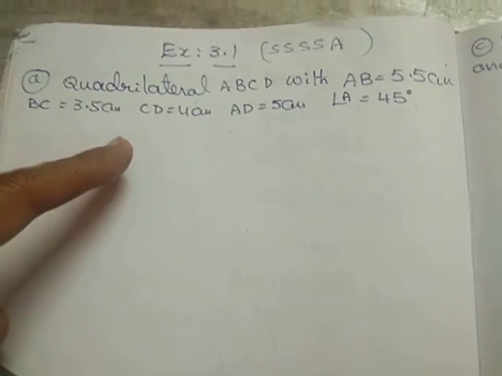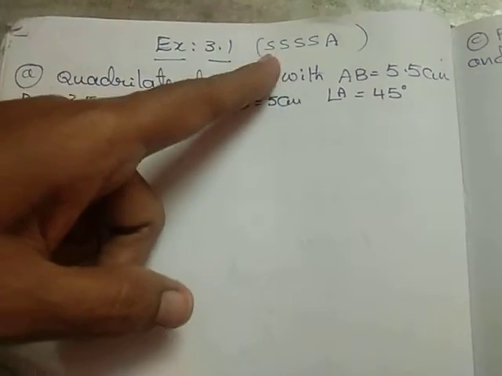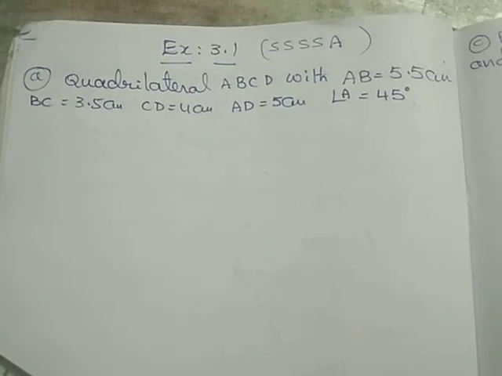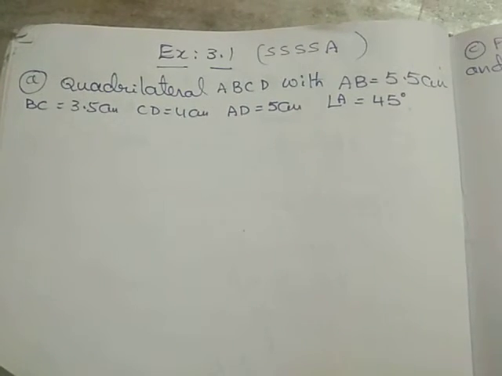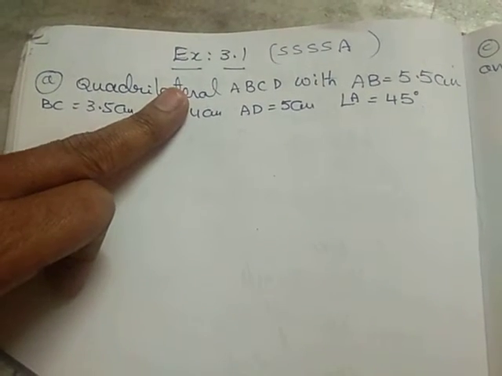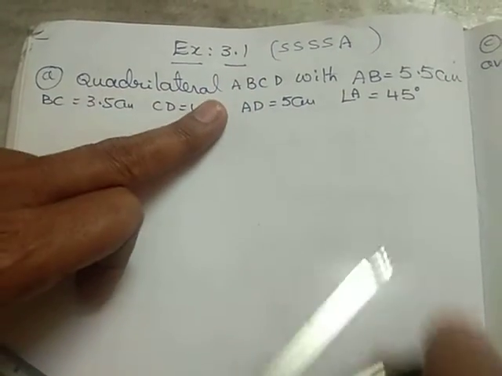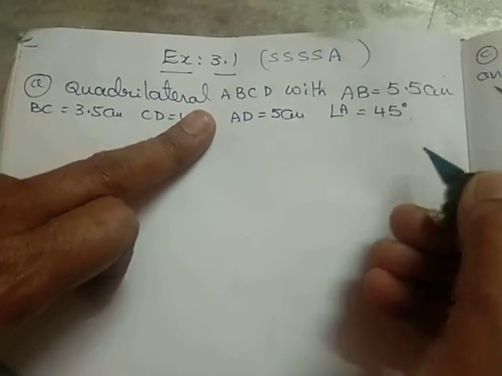This is exercise 3.1 based upon the SSSSA model. That means we need 5 measurements to construct a quadrilateral. So in this 3.1 exercise, we have 4 sides and 1 angle. So first draw a rough diagram.